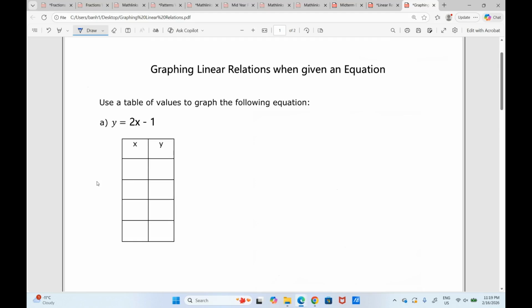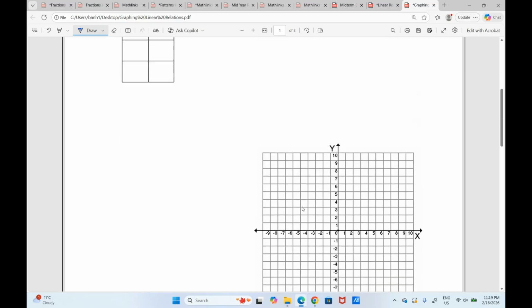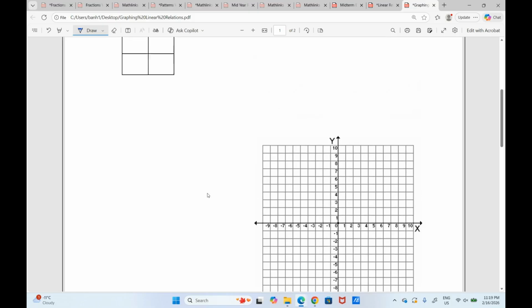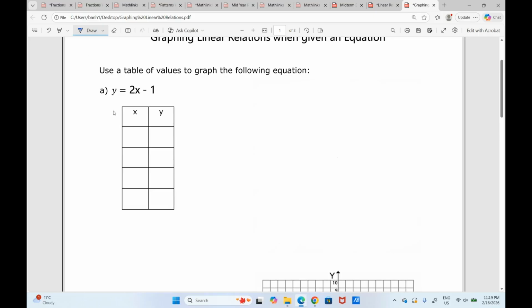Hi class, in this video I'm going to be talking about how to graph linear relations when given an equation. So when I'm given an equation y equals 2x minus 1, I want to fill in a table of values for it, and then I want to use that table of values to help me graph onto a Cartesian plane.